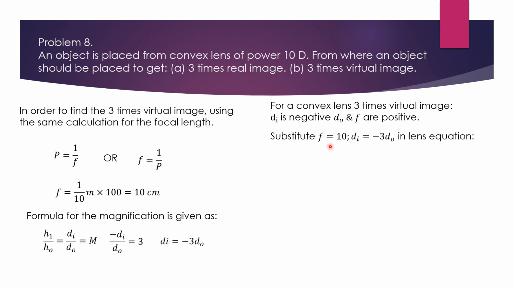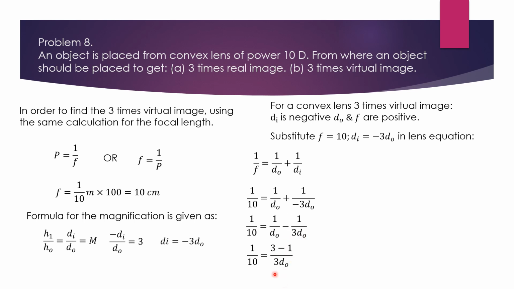Substituting f is equal to 10 and di is equal to minus 3 do in the lens equation, 1 over f is equal to 1 over do plus 1 over di. Substituting, 1 over 10 is equal to 1 over do plus 1 over minus 3 do. This I have substituted for di from this relation, remember. Now 1 over 10 is equal to 1 over do minus 1 over 3 do. This negative sign has changed this plus to minus here. Taking 3 do as the LCM and solving this equation, it becomes 1 over 10 is equal to 3 minus 1 over 3 do, which is 1 over 10 is equal to 2 over 3 do.